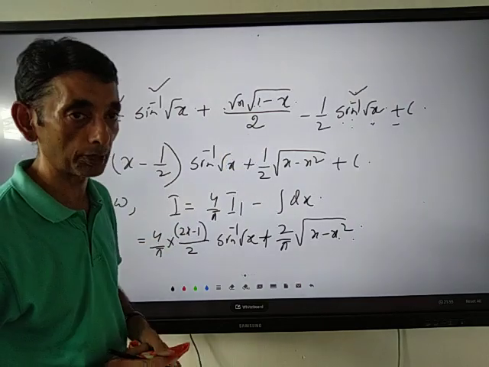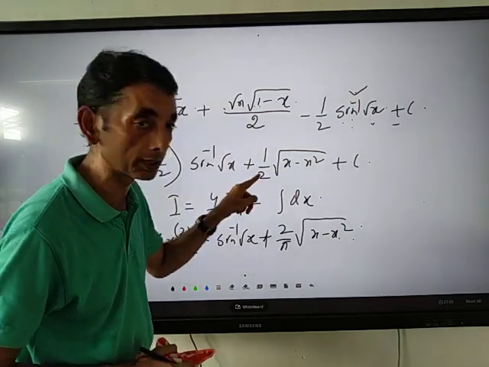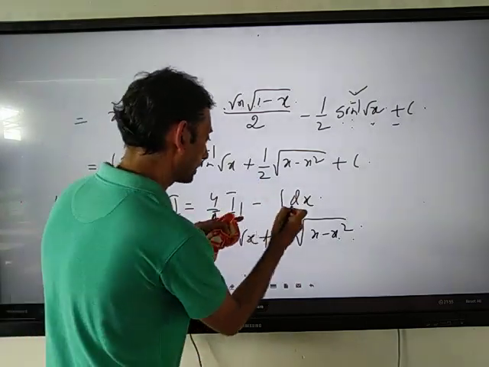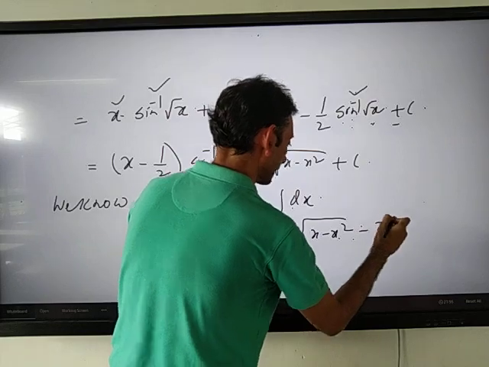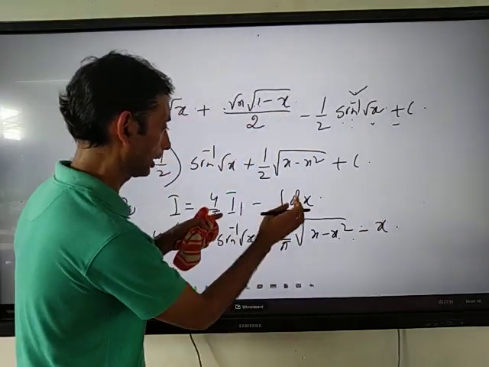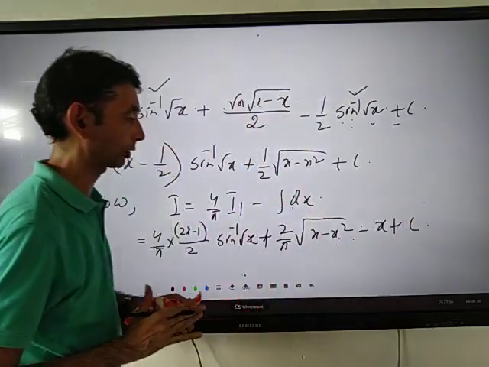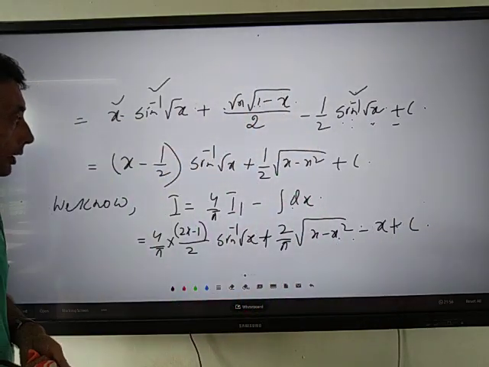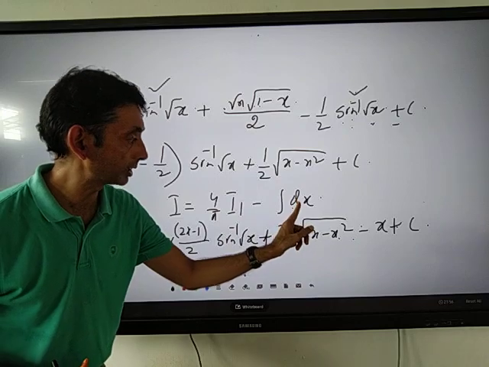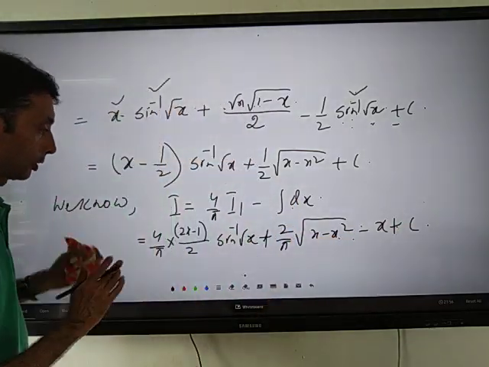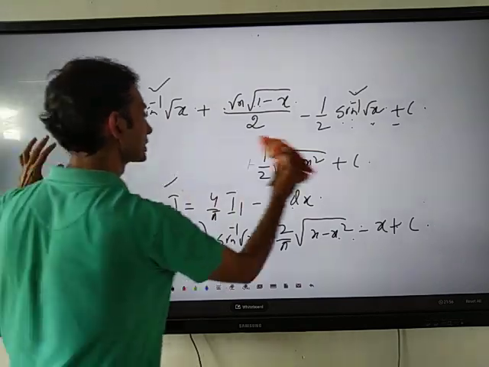And this also you have to multiply by 4 by pi into half. 4 by pi into half gives us 2 by pi under root x minus x squared. And don't forget dx: the integral of dx is x, and this constant. We just write one constant there. If you get dx, you will get another constant, and together we can just write plus c.